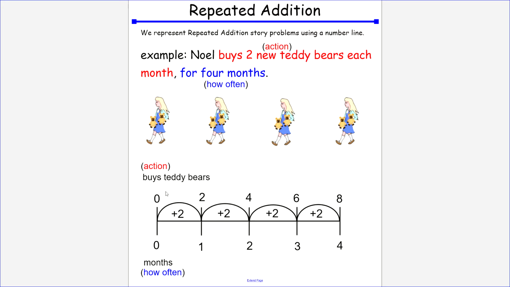You can also see the total number of teddy bears she has as time goes on. After 0 months, she has 0 teddy bears. After 1 month, she has 2 teddy bears. After 2 months, she has 4 teddy bears. After 3 months, she has 6 teddy bears. And finally, after 4 months, she has 8 total teddy bears. We always represent repeated addition problems using number lines like this, where we can see both the time or how often it's happening and the action.